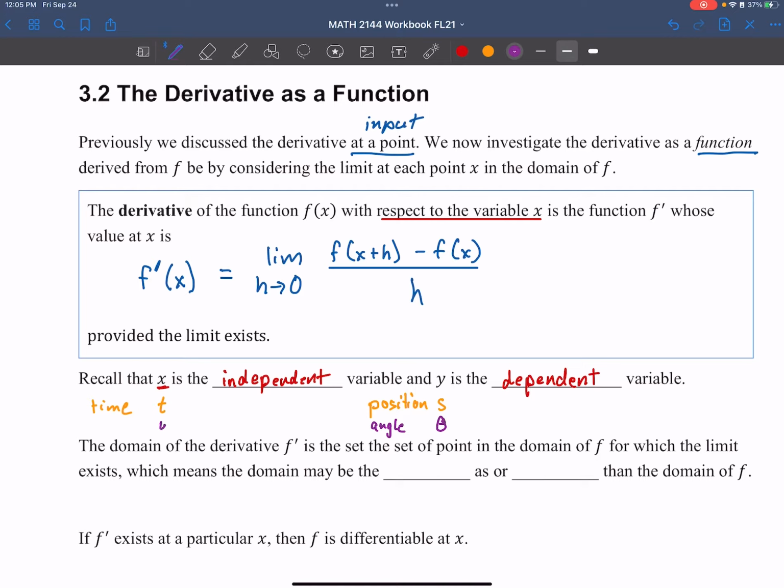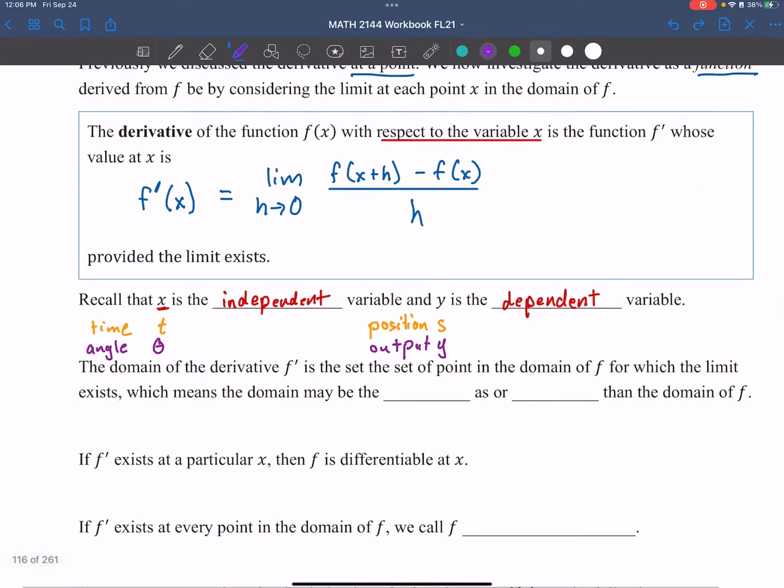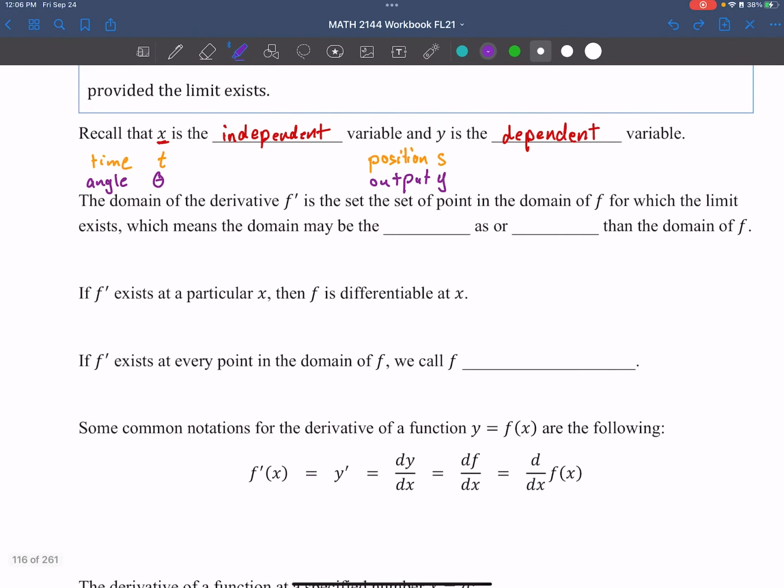Oh wait, hold on. I have this in the wrong spot. So the angle, theta, would be your independent variable, and typically it's going to be associated with some sort of output, which is typically also y in that case. So again, these are the different independent variables we'll run into in different scenarios. Today we're mostly focused on x, but we'll see a couple other examples.